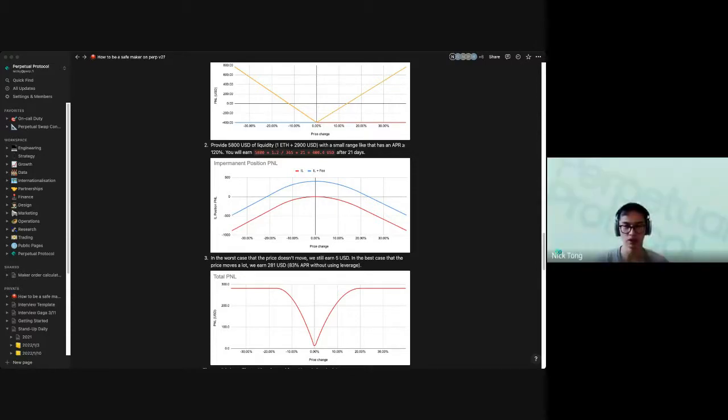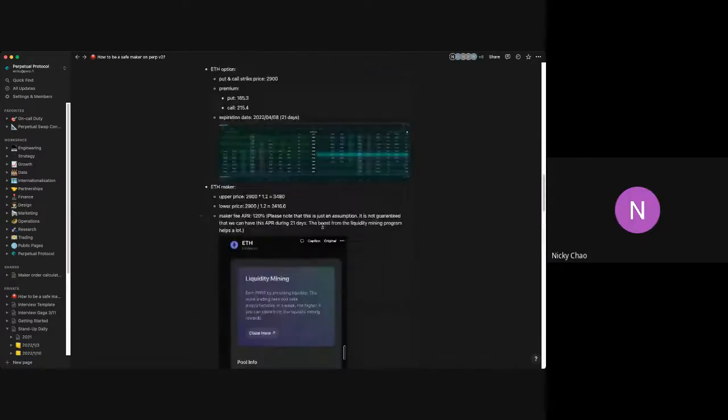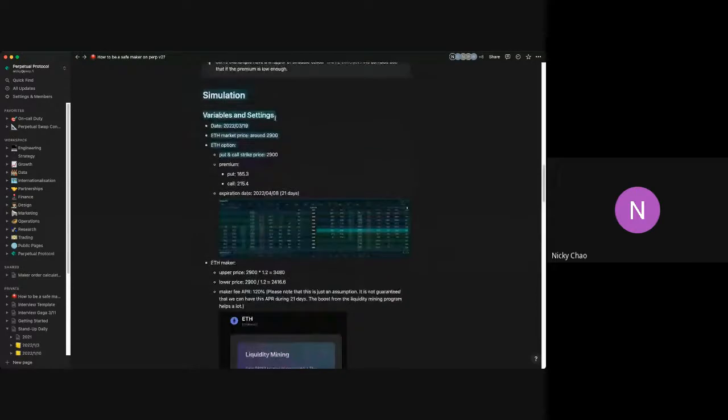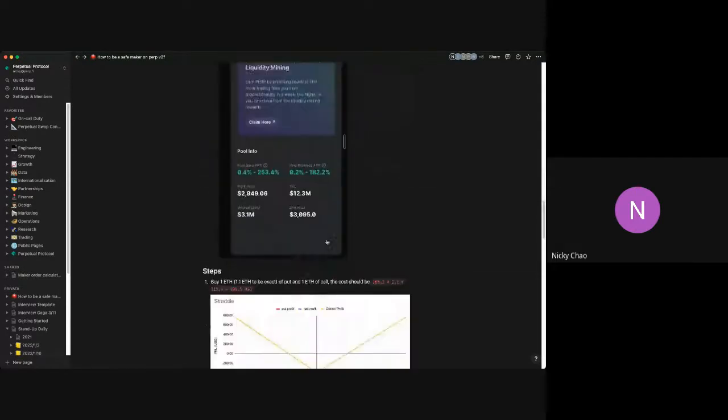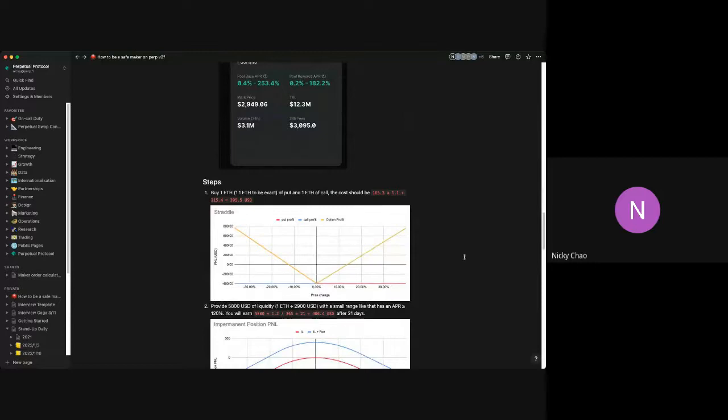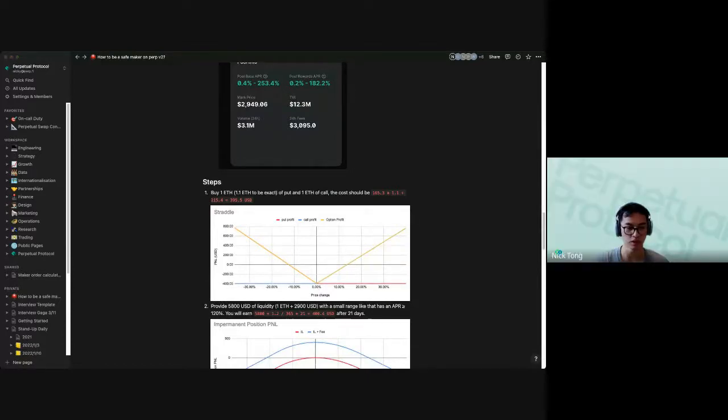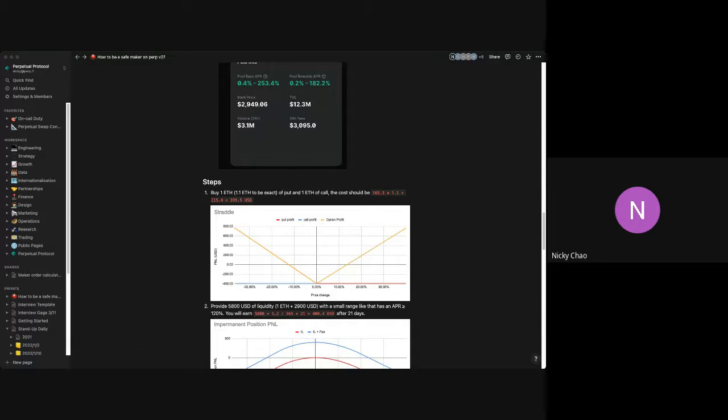Sorry, what strikes did you use for the call and put? Basically the market price here is 2,900 because we are building the straddle, right? So we have the same strike price here. So they're both in the money. Oh, okay, got you. Yeah, it's both in the money options. Oh, so the only risk is funding payment, right? Actually, I think the only risk is funding payment, and also that you are not earning enough maker fee to cover the premium.